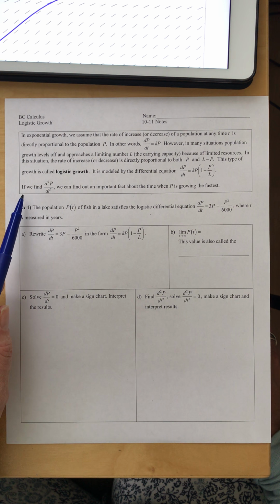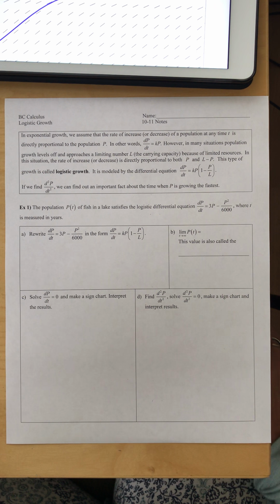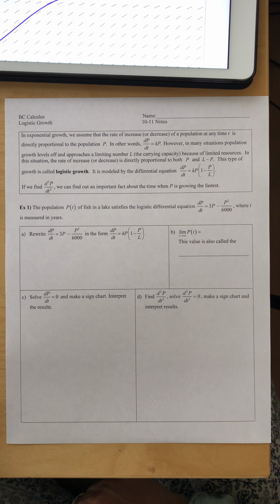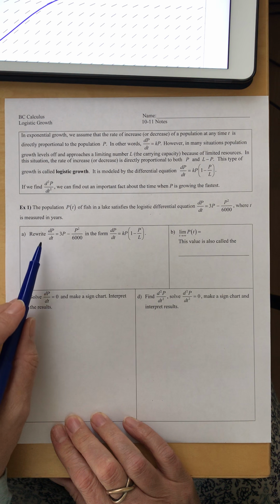And if you find the second derivative, you can find out important facts about the time when P is growing the fastest. So it covers similar topics to the last lesson, but we're going to go ahead and look at the second derivative and at a case when the logistic function is actually decreasing, which we did not discuss last class. So first is to rewrite dP/dt.